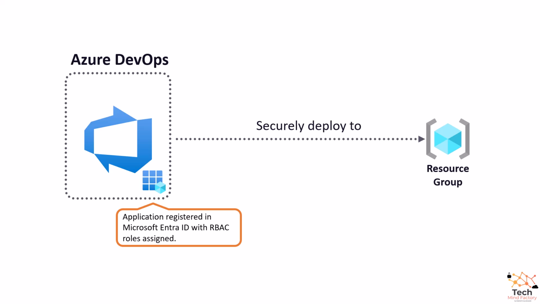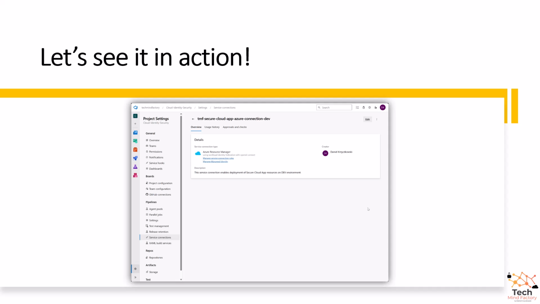If you can create app registrations in Entra, if you are the owner of the Azure subscription, probably application registration is the way to go. If you have limited permissions, you are not the owner of the Azure subscription, you cannot create app registrations in Entra, user-assigned managed identity can be a better solution for you. Okay, so now it's time to see it in action.